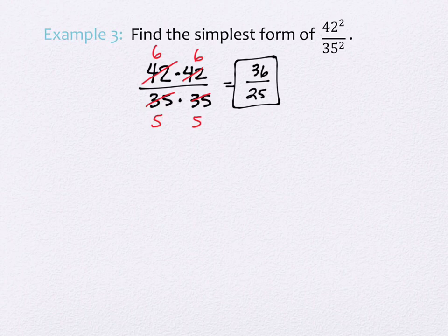And we don't have to check if 36 and 25 reduce. We already know they don't because we had them in simplified form before we multiplied them. 6s and 5s, right? Because we simplified the form first, we don't have to worry about it now.